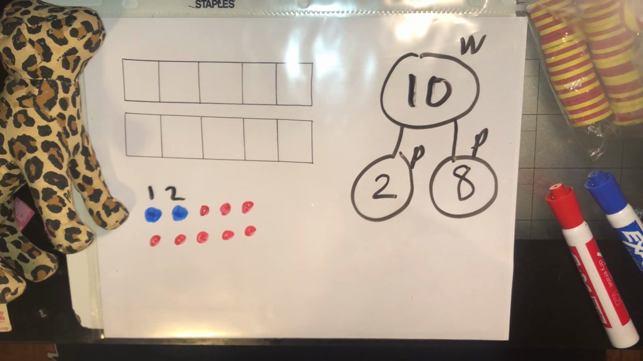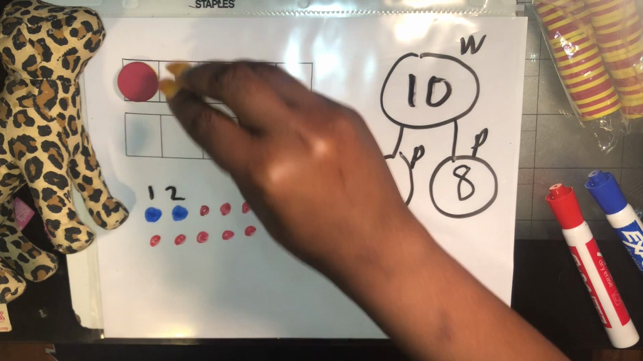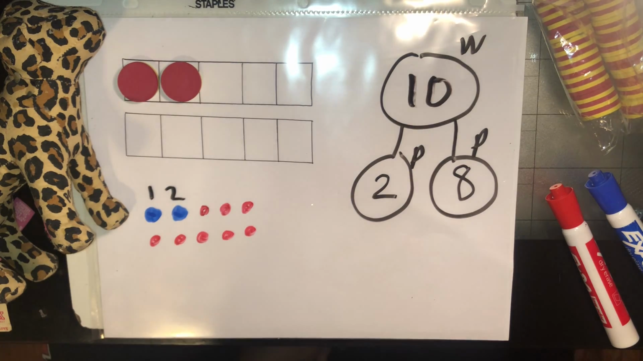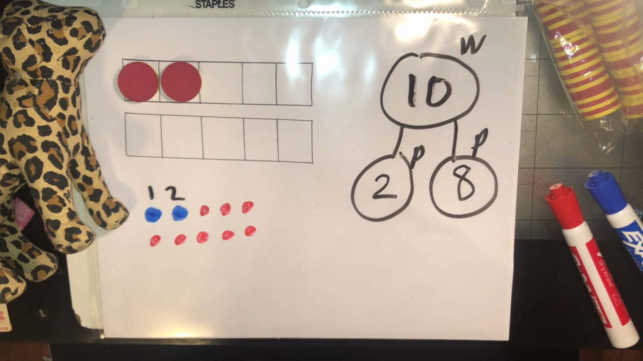Another way I could do that is using my counters. So if I have 2 red counters, and I need to make 10. How many more do I need to add? So I'm going to add some. I know that 5 and 5 equals 10. So I already have 2 counters. Now I need to see how many more I would need to make 10.